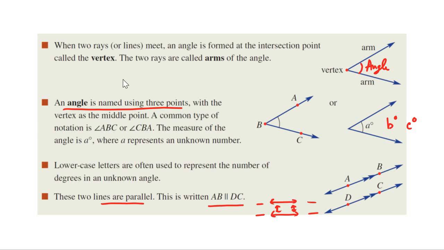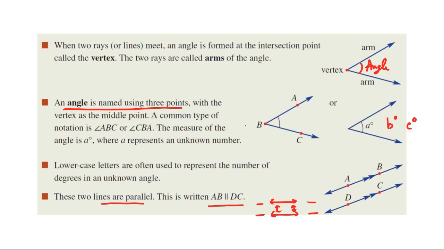now what happens when 2 rays like this meet? You see, when 2 rays meet, an angle is formed. See the angle over here, and they meet at the common point, which is the vertex, okay, and these 2 are the arms of the angle. So an angle has 3 components, 2 arms and 1 vertex.